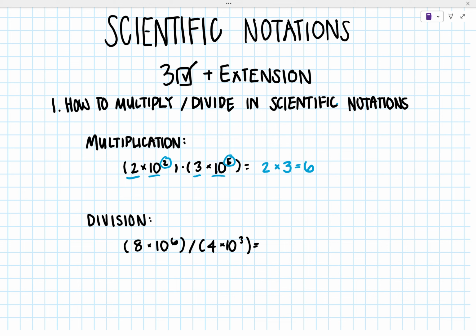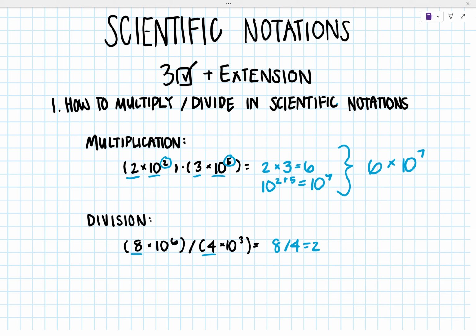So that is going to be 10 to the power of 2 plus 5, which is going to equal 10 to the power of 7. Then we are going to combine our results together, which will be 6 times 10 to the power of 7. So that is how you multiply in scientific notations. And moving on to division, when you are dividing, you are still going to be combining the coefficients together, which is 8 and 4. So 8 divided by 4 equals 2.